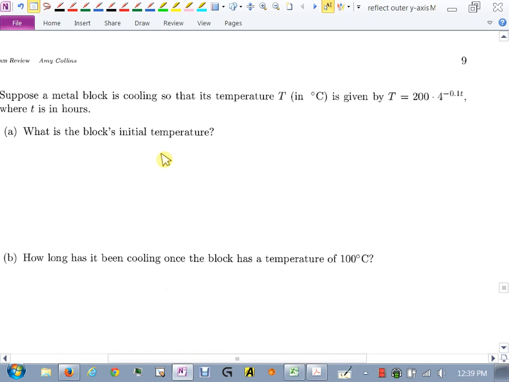Am I answering the one you asked about? No, I answered the other one. Okay. How long has it been cooling once the block has a temperature of 100 degrees? So all you have to do is take 100 to the left side and solve for T.